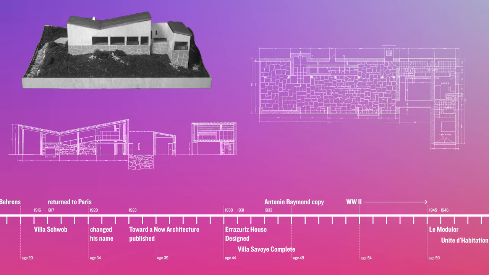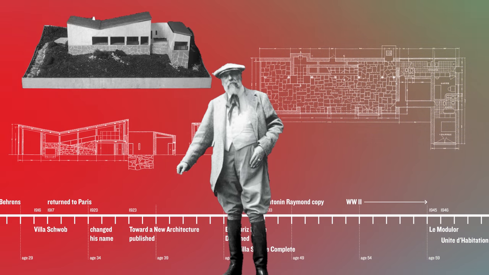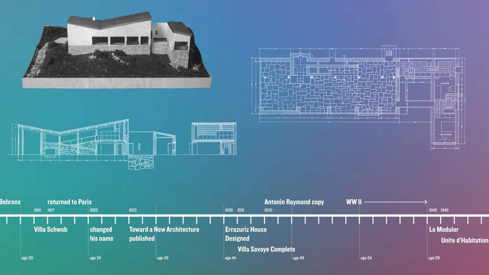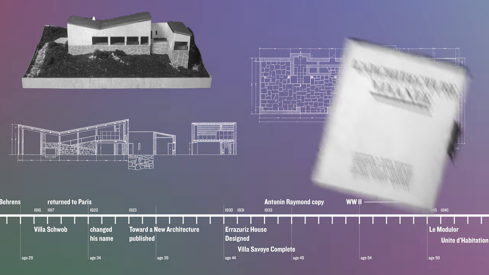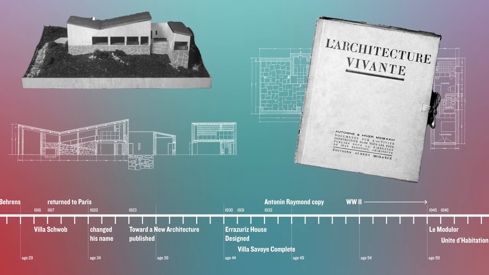The Errazuriz House was designed by Le Corbusier in 1930 as a summer home for Artazar Matias Errazuriz, a diplomat and Chilean ambassador to Argentina. Errazuriz never ended up constructing the building for reasons that remain unknown. However, the building was published soon after its design, and it had a huge impact on architecture ever after.